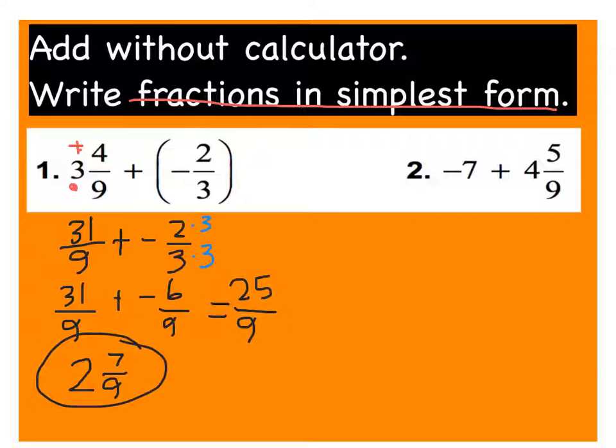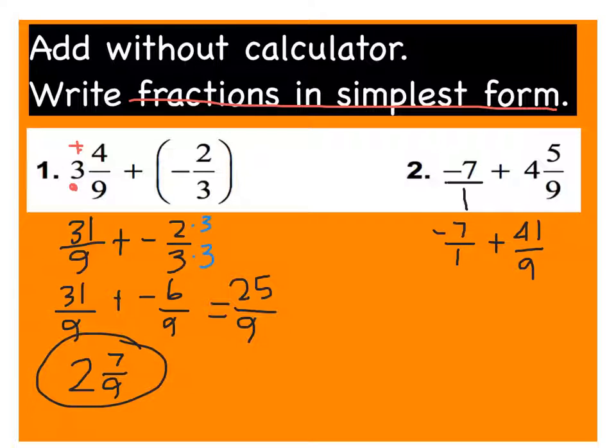With our second problem, notice that the negative 7 is a whole number, but we can make any whole number a fraction by writing it over 1, because a whole number is saying I have negative 7 1th size pieces, so a whole.